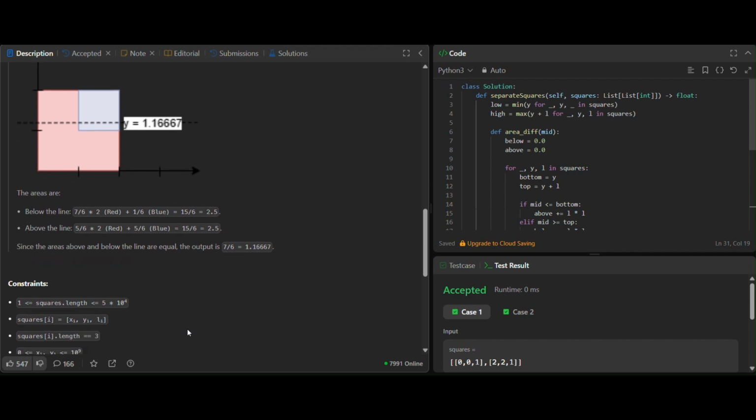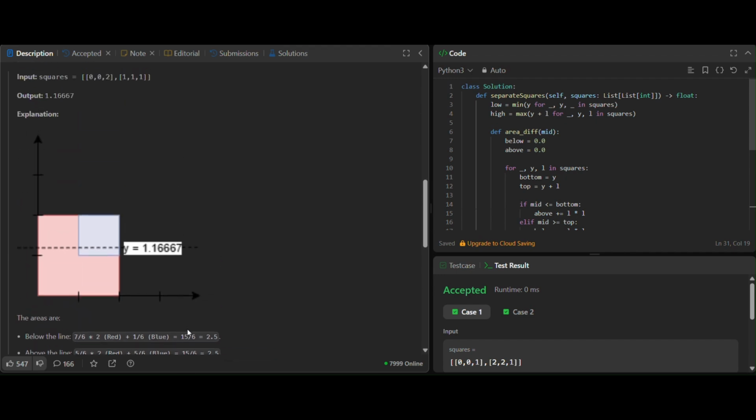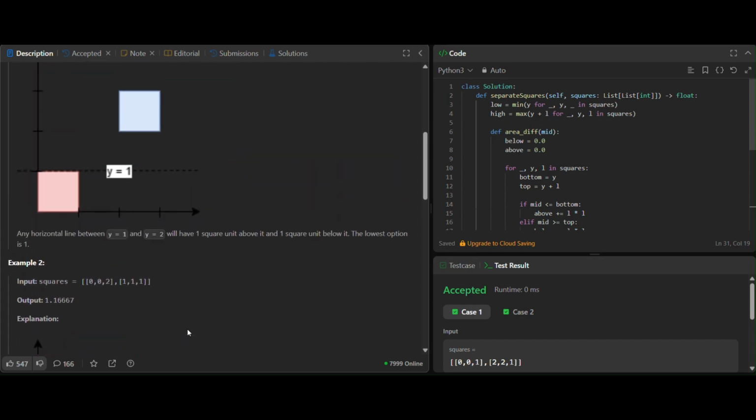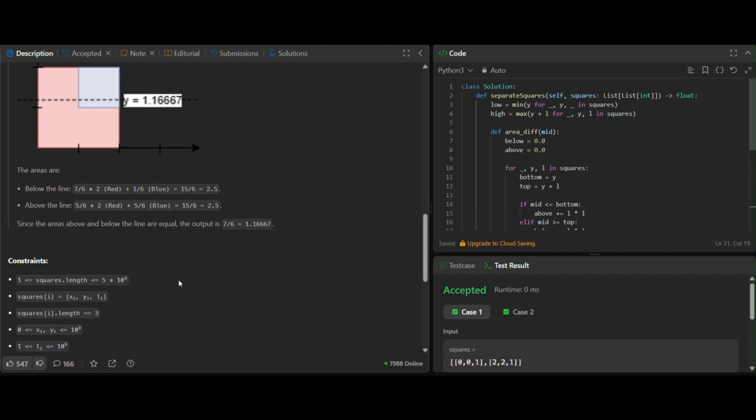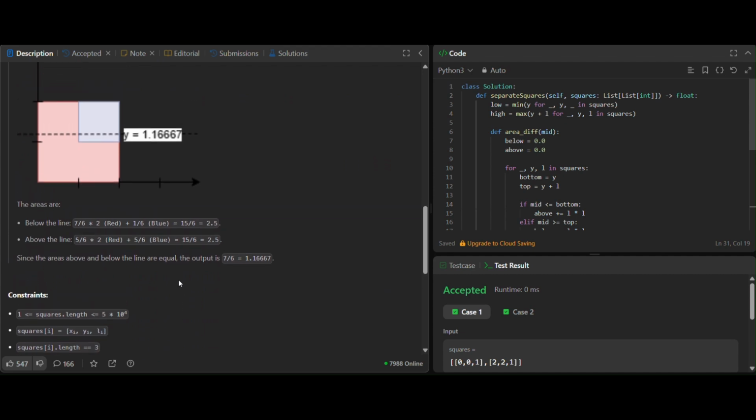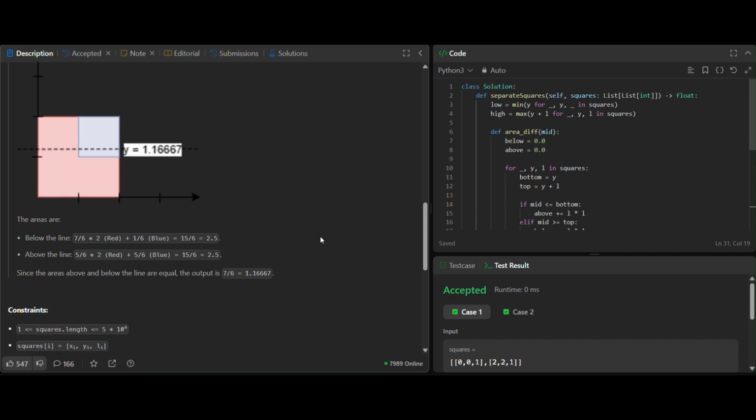This is not a geometry sweep problem. Instead, think of the horizontal line as a variable y equals mid. For each square, we compute how much area lies below the line and how much area lies above the line. Then we add these areas across all squares. As y increases, the area below monotonically increases. The area above monotonically decreases. That monotonic behavior immediately suggests binary search on the y-coordinate.